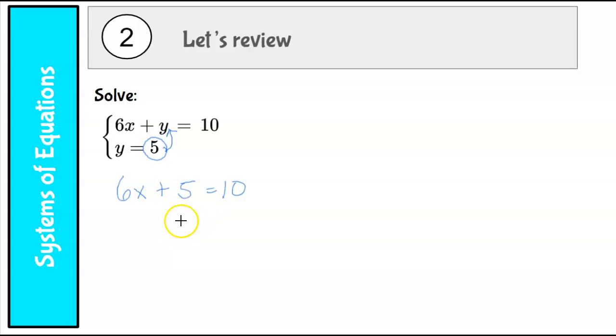And then I can just solve this equation. So 6x equals 10 minus 5, putting all the number terms on one side and all the variable terms on the other side. And then the last step is always to divide. Now, normally I would do the same thing I did with elimination, where I would substitute 5/6 back into the original equation to solve for y. But I don't need to do that here because it already told me that y is 5.